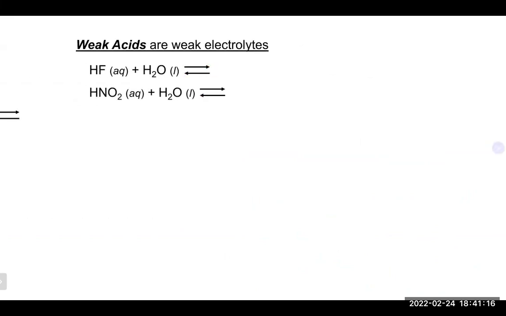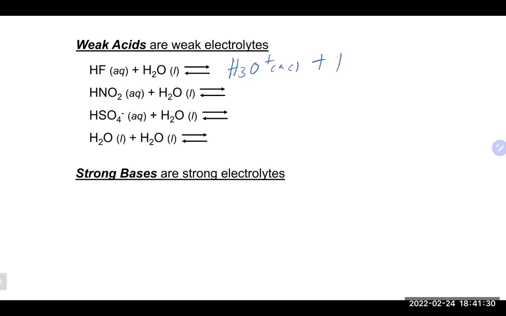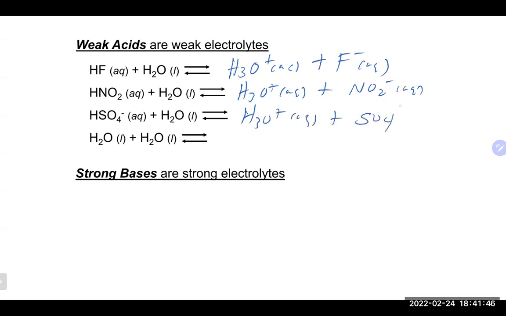Weak acids are weak electrolytes. So these are some weak acids. We have hydrofluoric acid, we have nitrous acid. Same thing happens here. This guy will produce H3O+ and some F-. This guy will produce H3O+ and some nitrite. A little H3O+ and some sulfate. And this will produce H3O+ and some hydroxide.